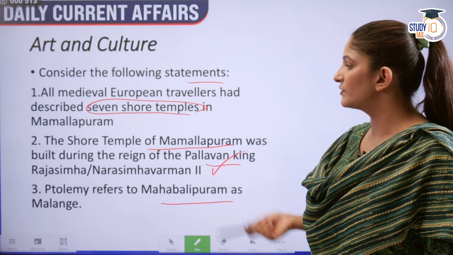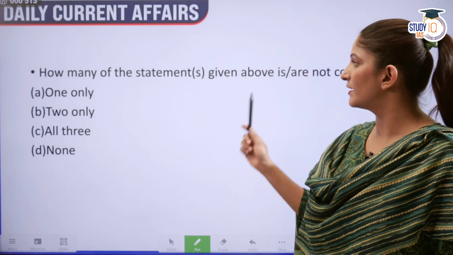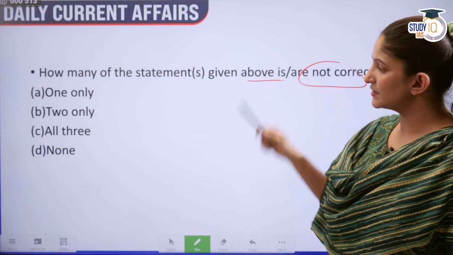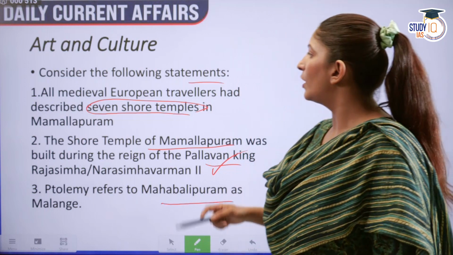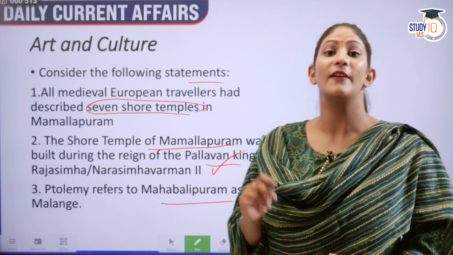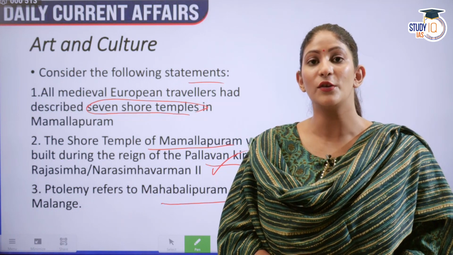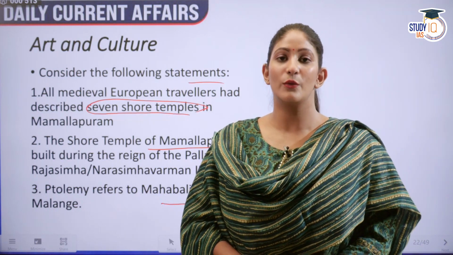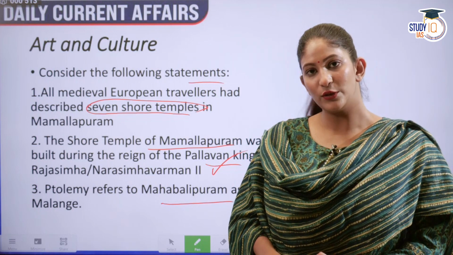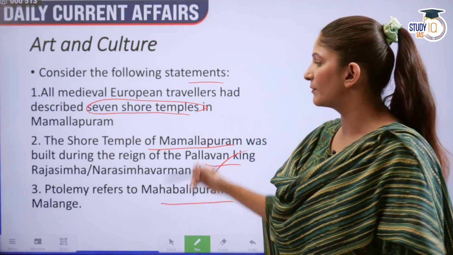All right. So these 3 statements are here. How many statements given above is or are not correct? We have to select the not correct ones. Remember that. Okay. So all medieval European travelers, yes, they have described 7 shore temples. This is one of the biggest things that we have known so far, because we have only 2 right now. What about the other 5? Let's know about them as well.